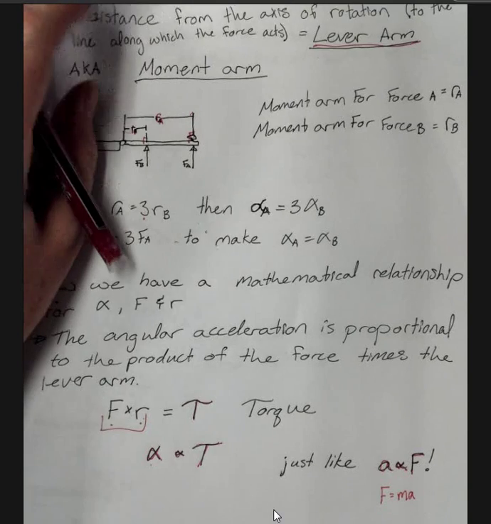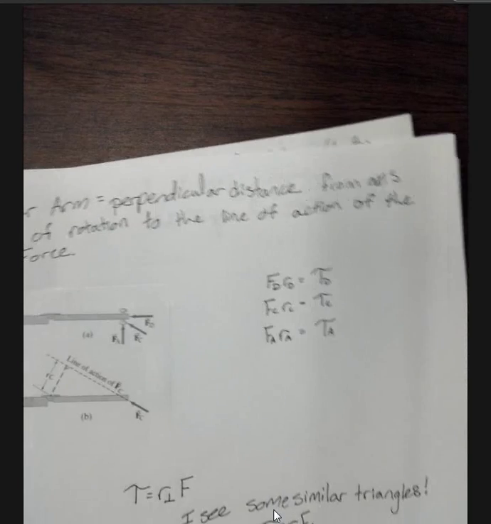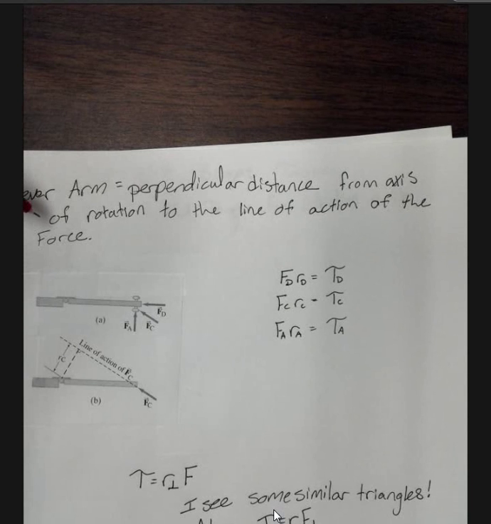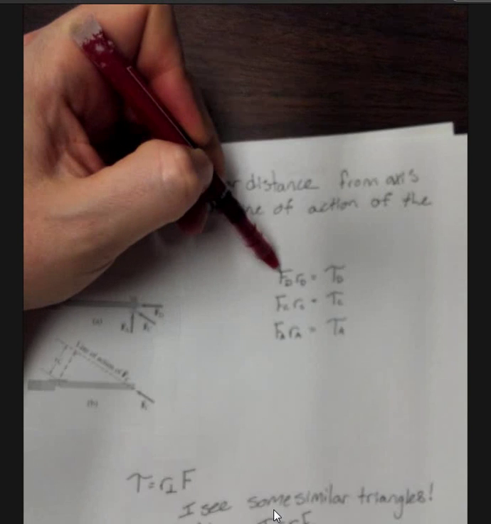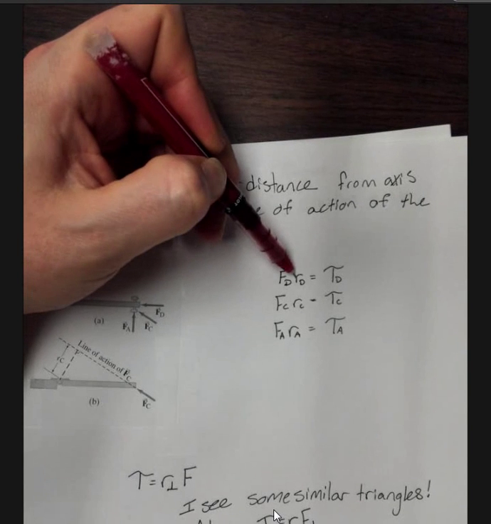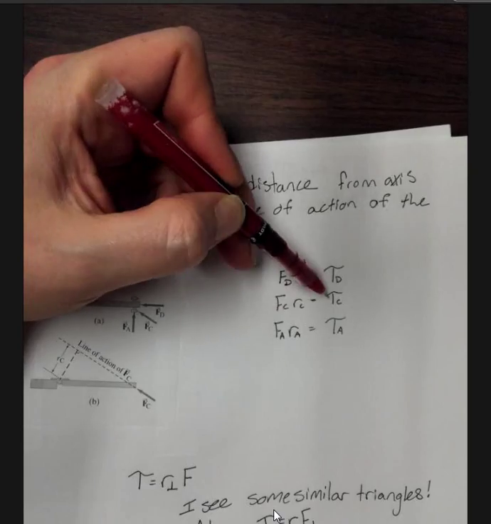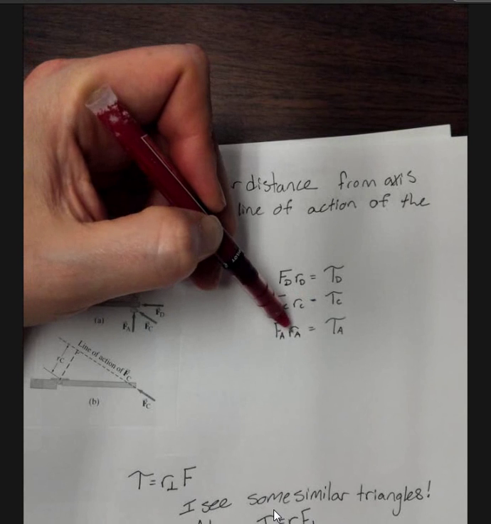So let's take a little bit of a look at the moment arm. The lever arm is the perpendicular distance from the axis of rotation to the line of action of the force. So let's take a look at what that means. The torque for force D would be given by the force of D times the lever arm for D. Torque for C would be force of C times the lever arm for C. And the torque of A would be force A times lever arm A.